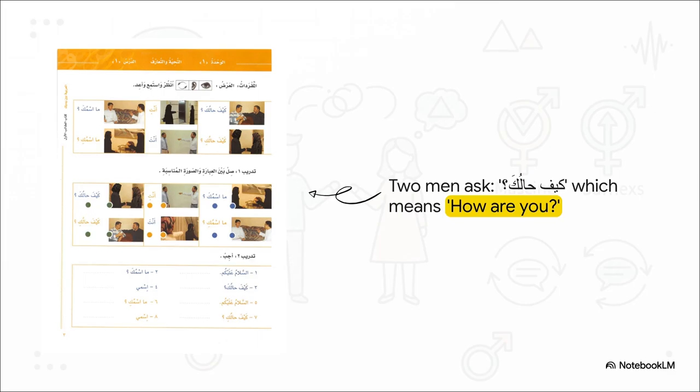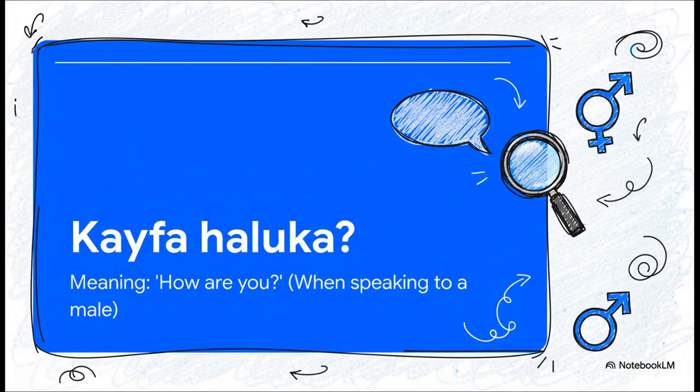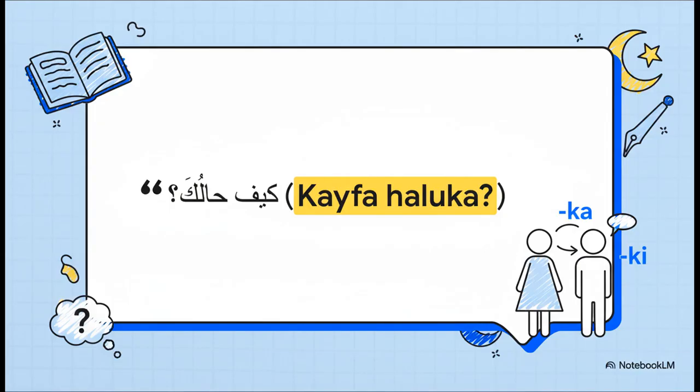We're back to two men speaking, and the phrase is kaifa haluka. Kaifa haluka means, how are you? And there it is again, that familiar ka ending. Because the speaker is addressing a man, the possessive your takes on that masculine form. You see? The pattern is consistent. So, just like with ismuka, we now have haluka. The root words are different, but that grammatical marker for your stays exactly the same. Once you spot the pattern, the logic just clicks into place.